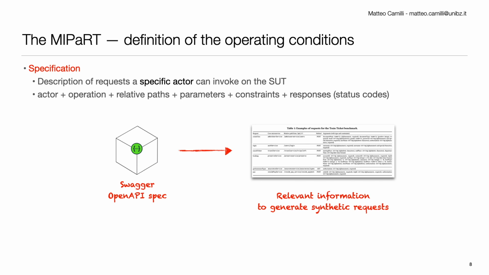All this piece of information can be extracted from the Swagger OpenAPI specification, for instance, as shown in this slide. And I want to stress that this is pretty common for microservices systems nowadays.